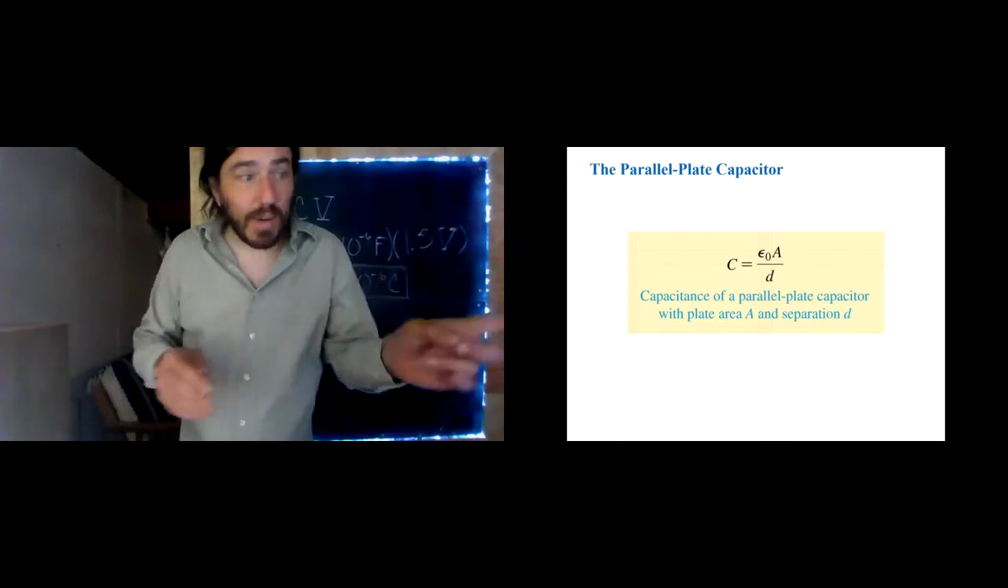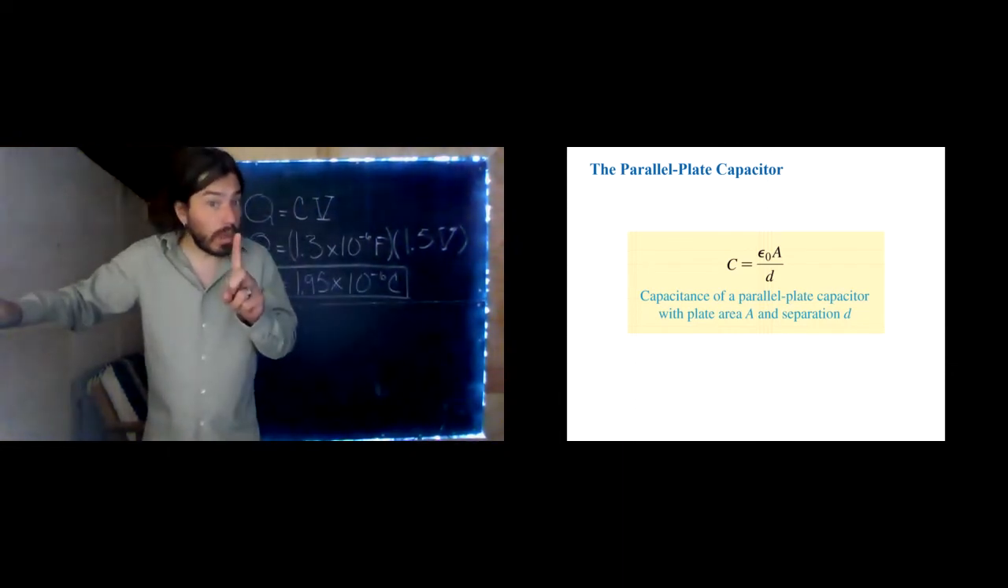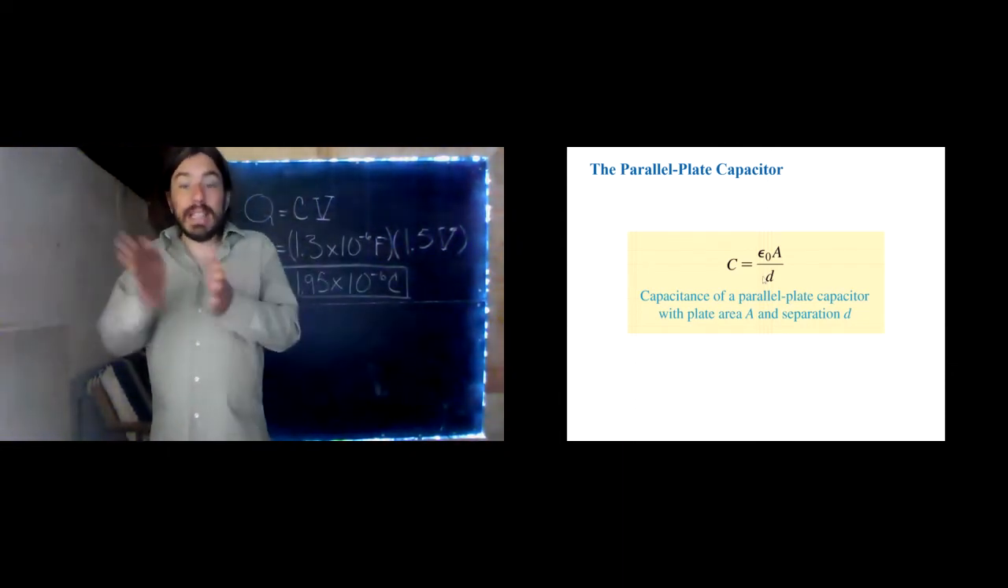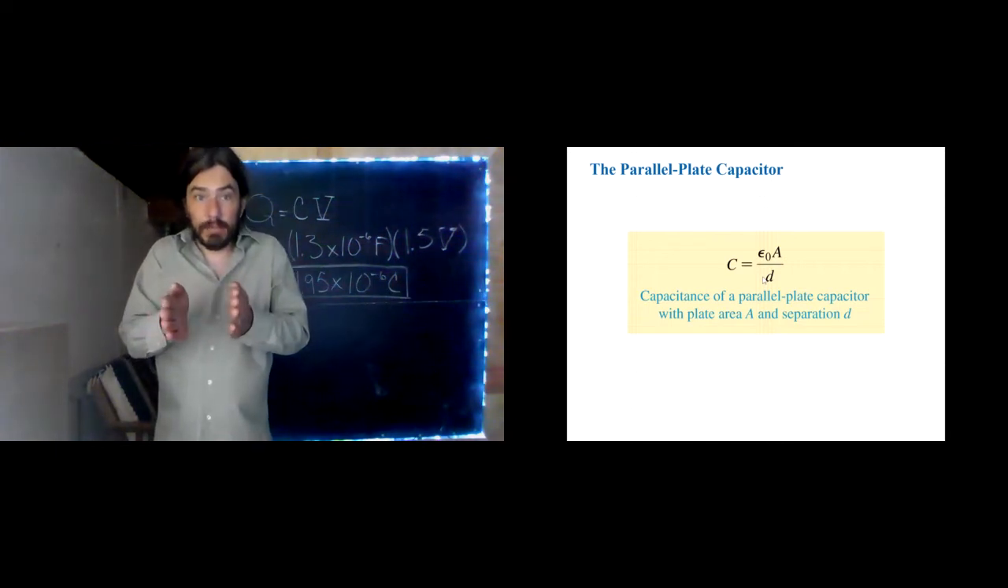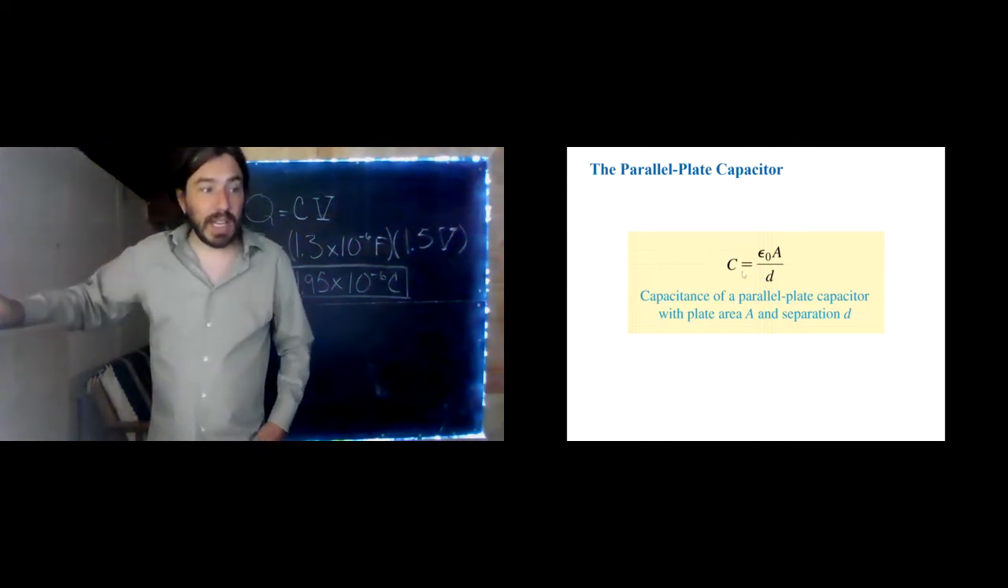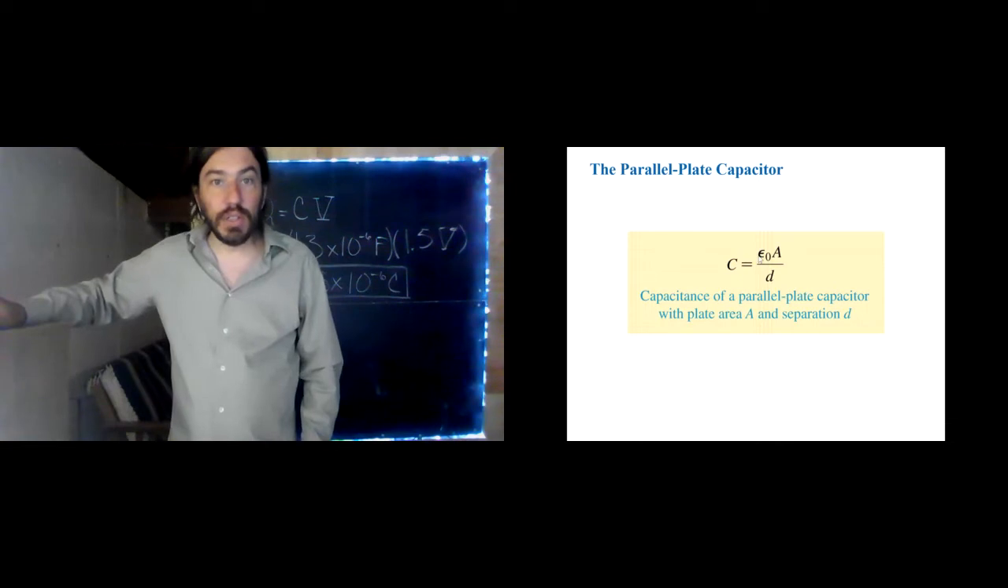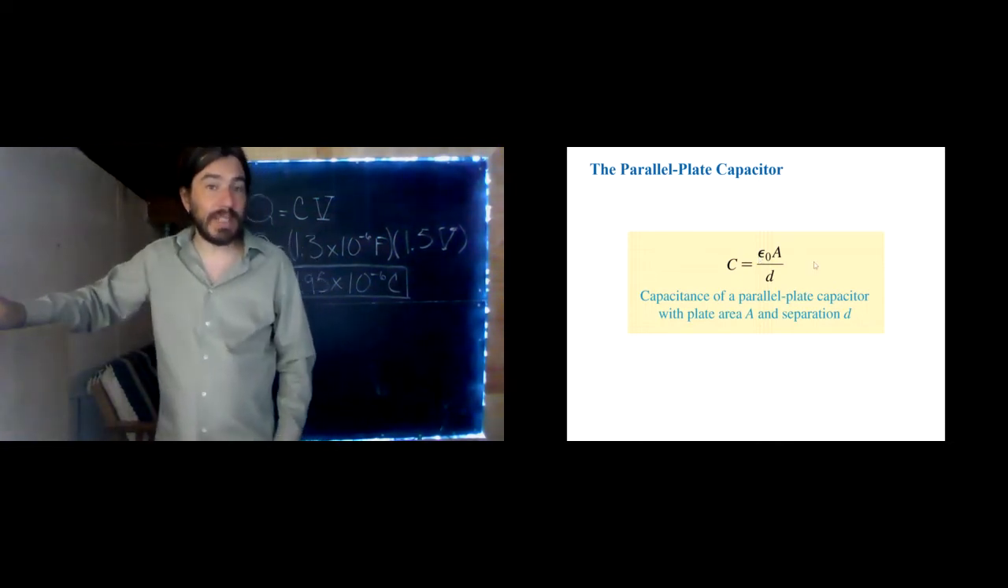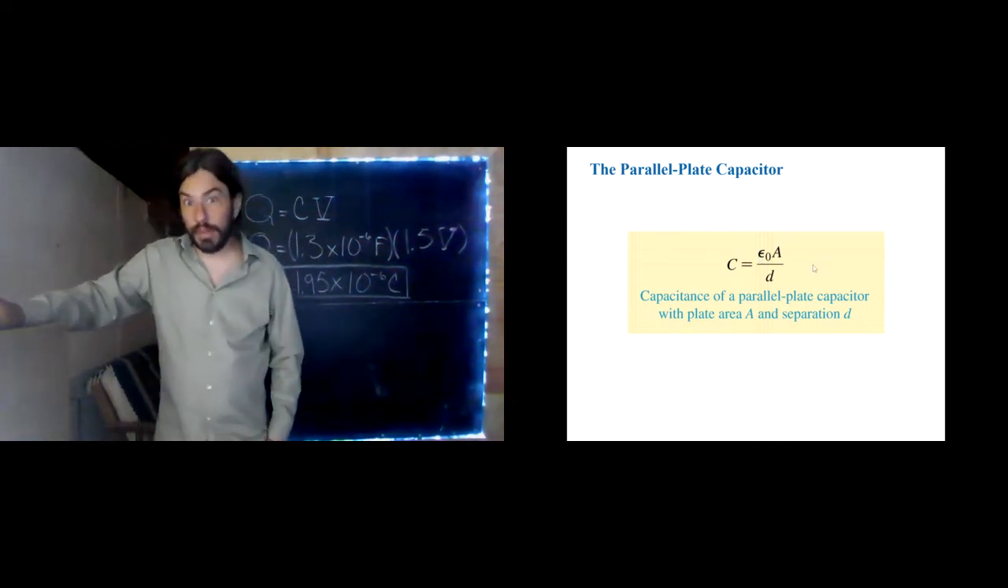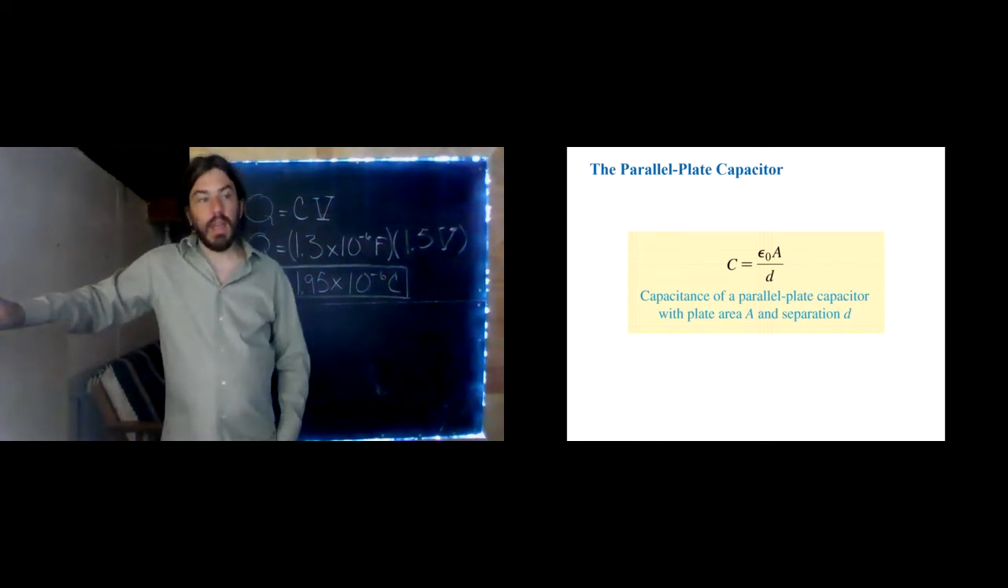That's what we're talking about. So what is A in this equation? It is the area of one of those sheets. D is the distance between them. And epsilon naught is just that constant, 8.85 times 10 to the negative 12th meters squared per Newton Coulomb squared.